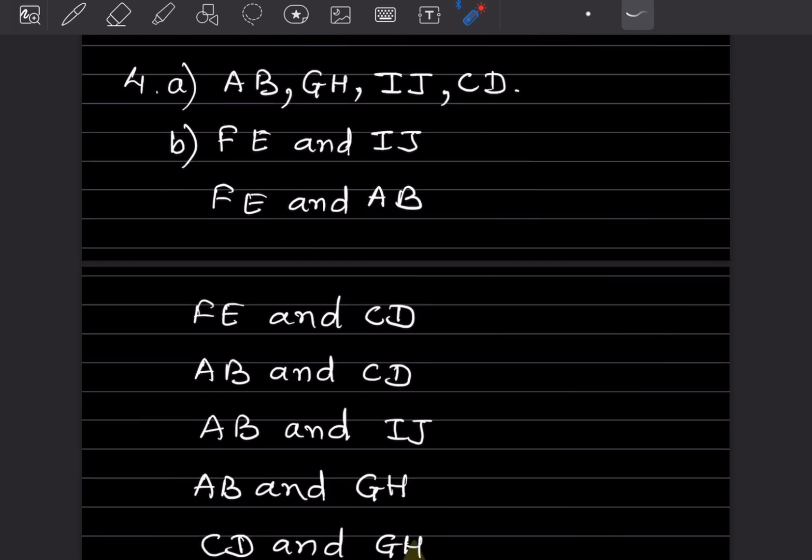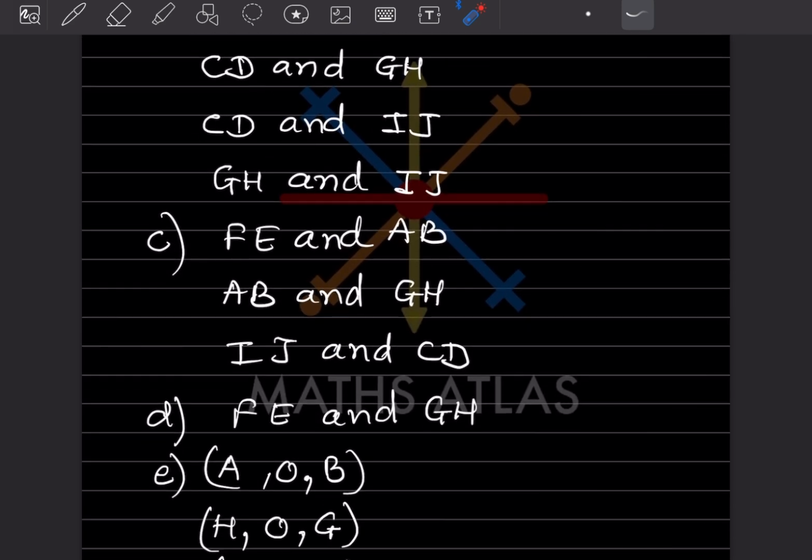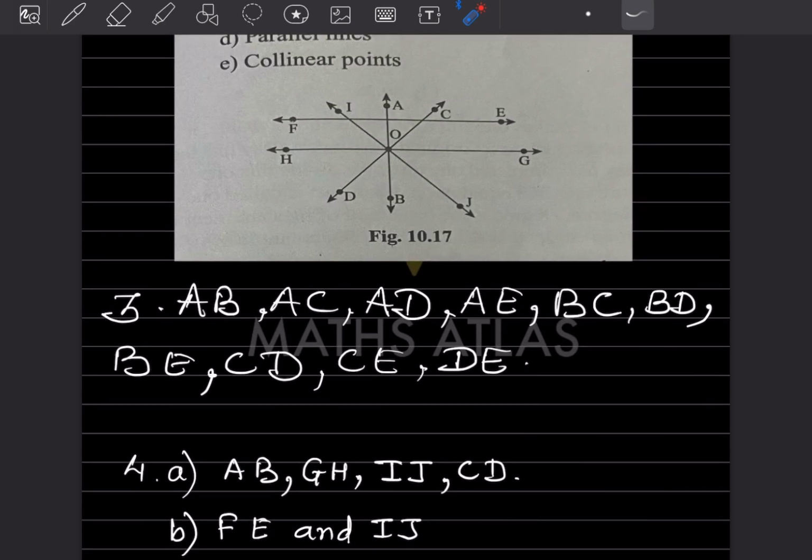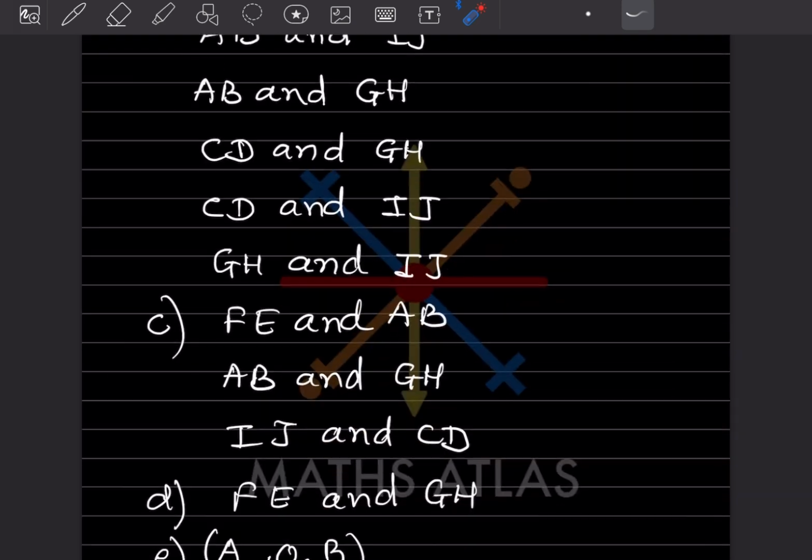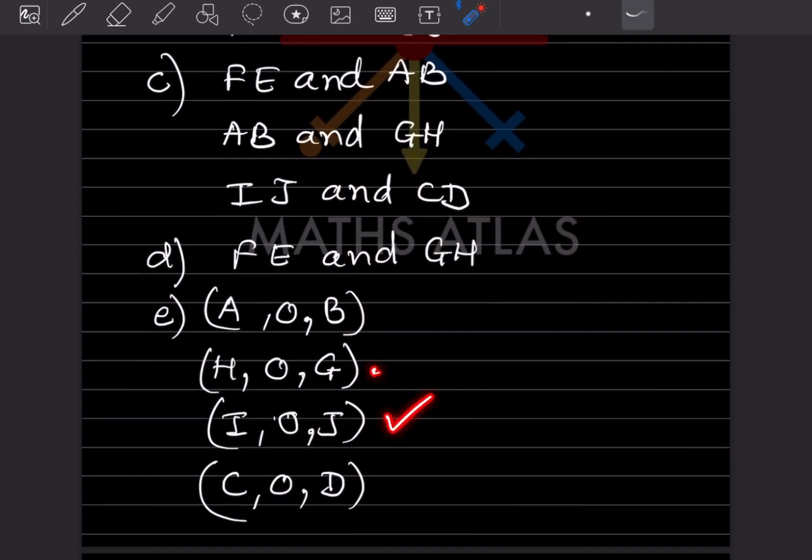So which 3 points are these? They are A, O, B, we can see here. There are 3 points over here, A, O and B, which are on the same line. Then again it is going to be HOG or GOH, HOG, IOG, COD. So you can look at those later on.